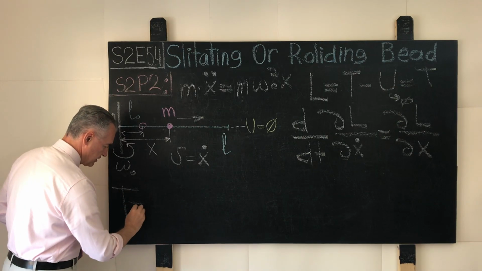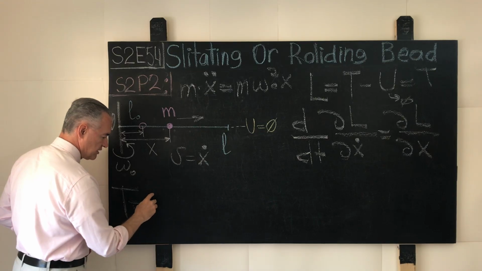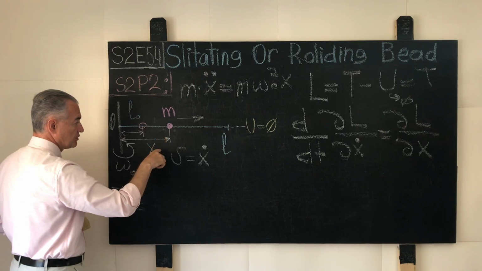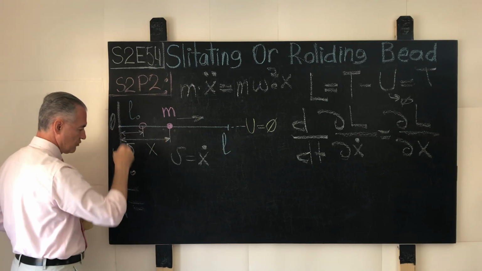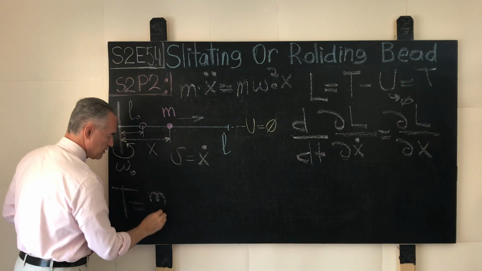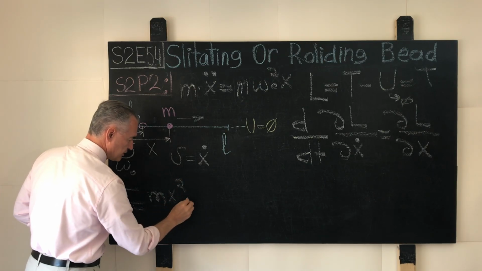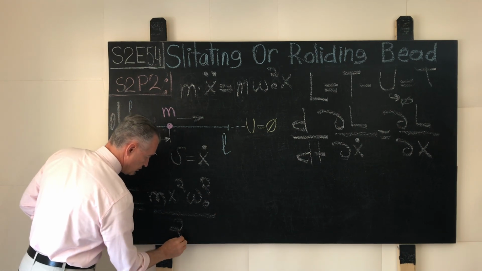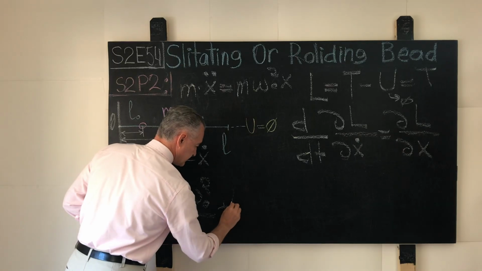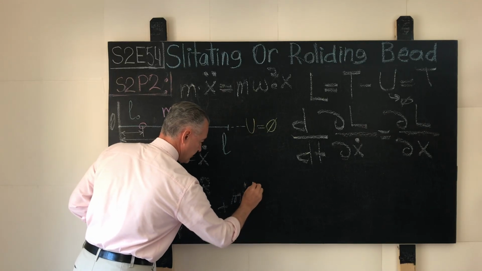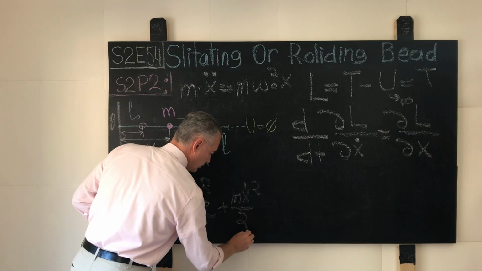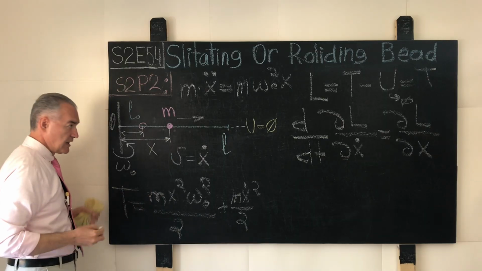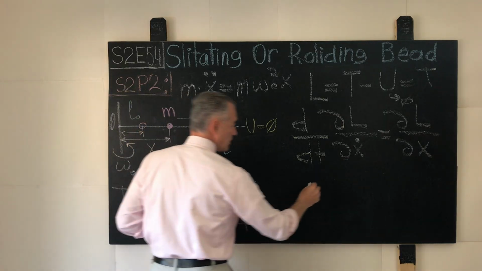Look at this. The kinetic energy will be what? The kinetic energy of the point mass, that is x units of distance away from the axis of rotation, will be m x squared omega_0 squared over 2 plus m x dot squared over 2. This is the kinetic energy of the bead moving with respect to the rod. That's it.